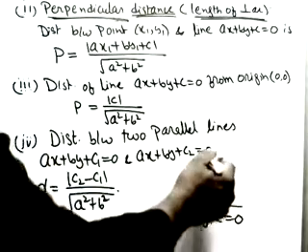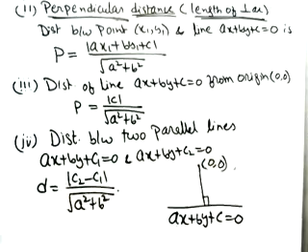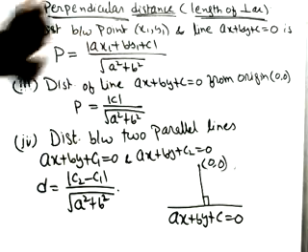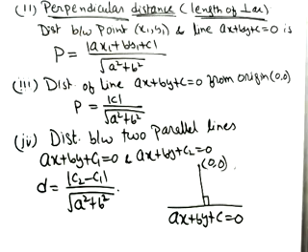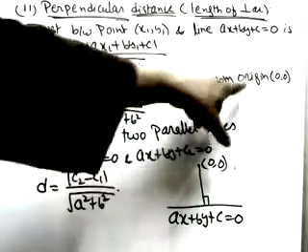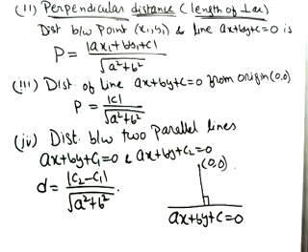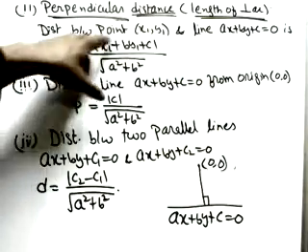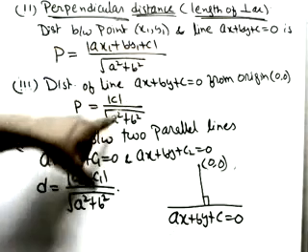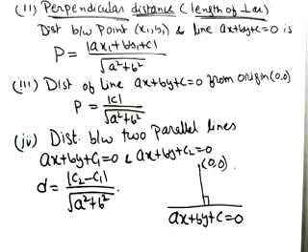Suppose this point is not x1 y1 but the origin 0 comma 0. Then x1 and y1 will become 0. So we have one more formula, the distance of the line from the origin. These two terms will become 0. What is left is mod c by under root of a square plus b square.